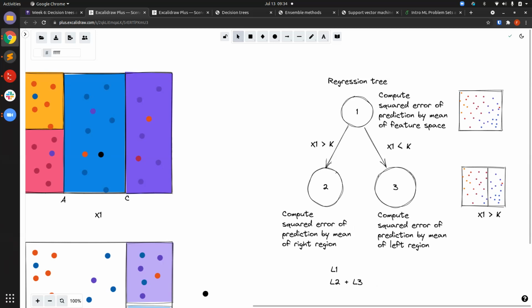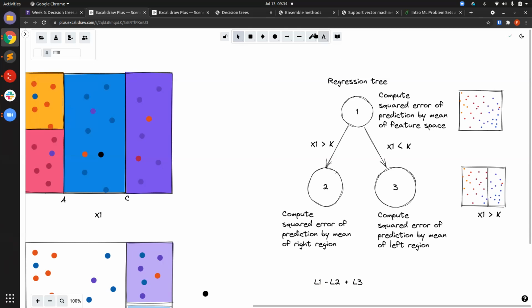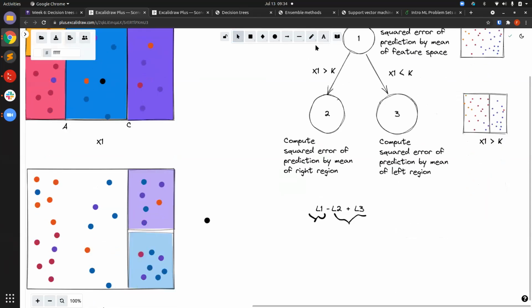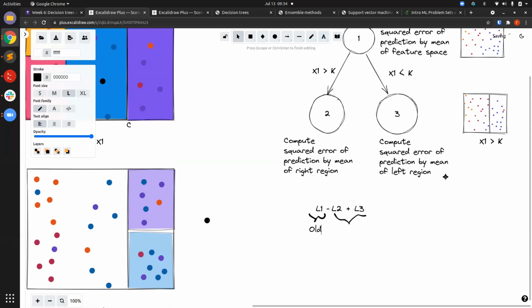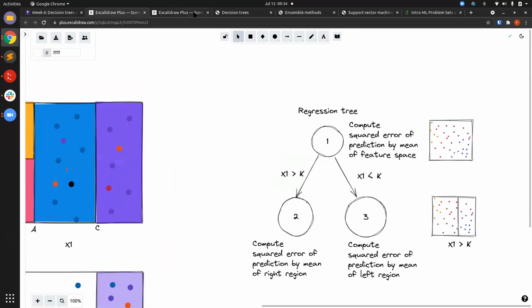So in order to decide whether to split on x1 greater than k, I'm going to look at the difference between my old loss and my new loss. And I'm looking for the split that gives me the greatest reduction in squared error loss. So that's what I'll do for a regression tree.